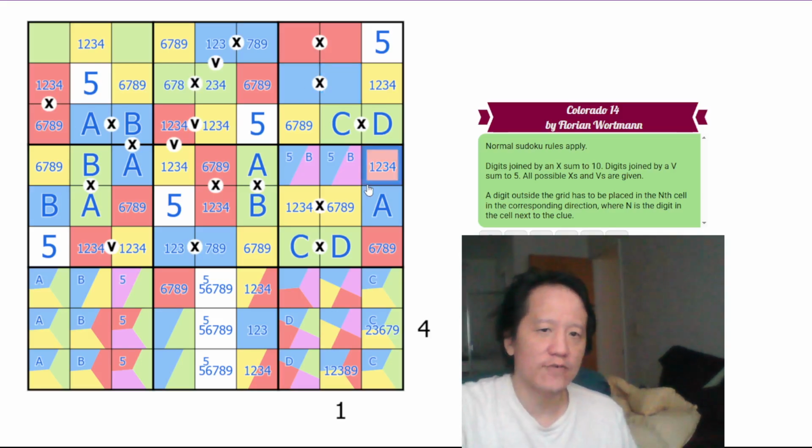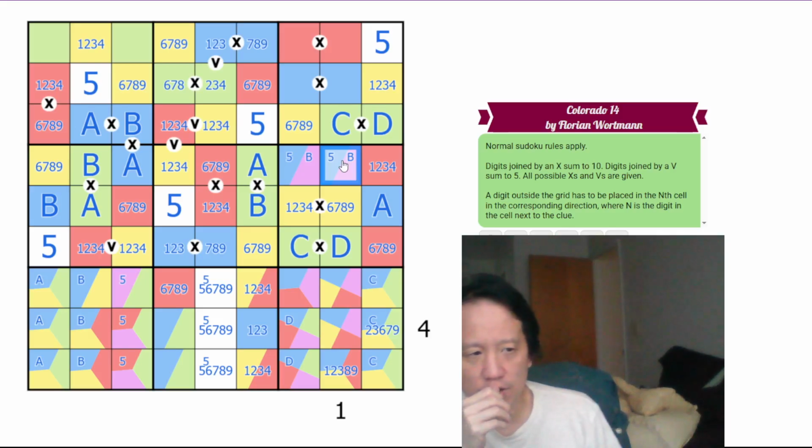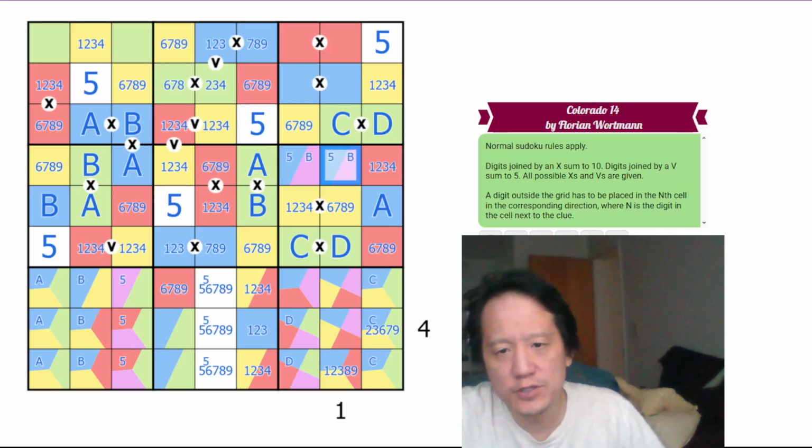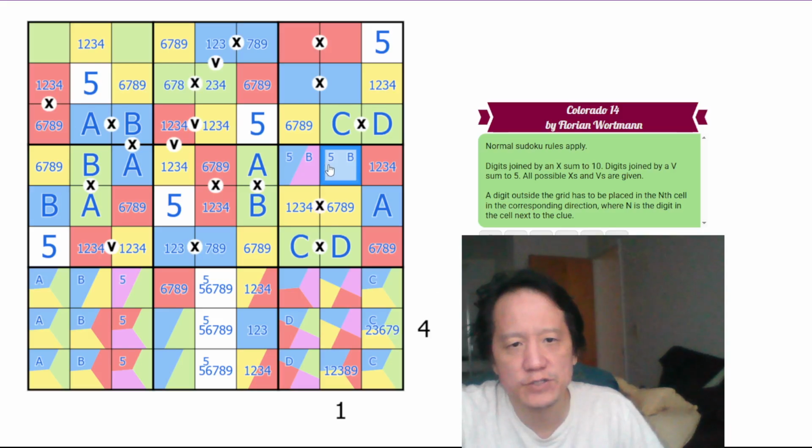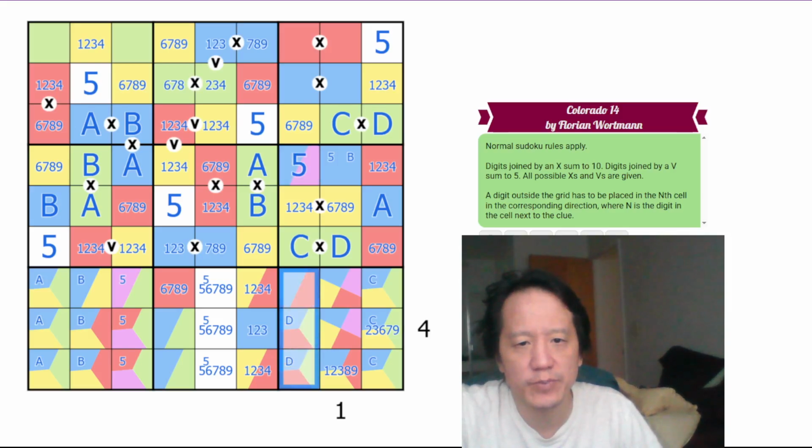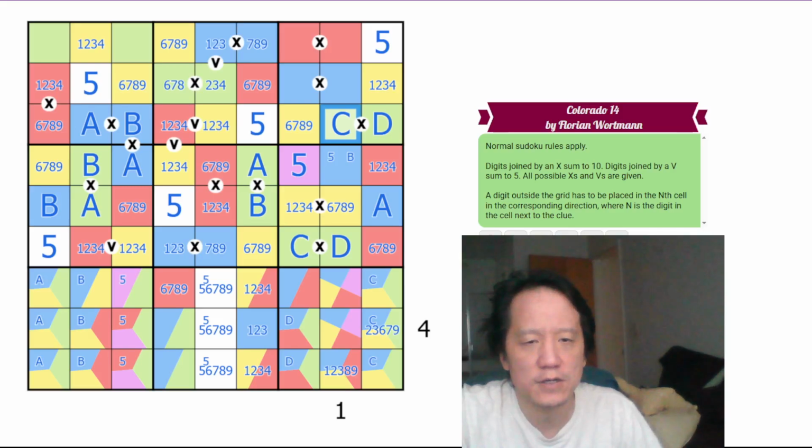So can this ever actually be blue? Okay, so say this was blue, right? You'd have two blues here. This would be a 5, so 5 could not be here. Pink would be one of these two. The C would have to be a high digit because it's in between both blues. So blue could not be here.